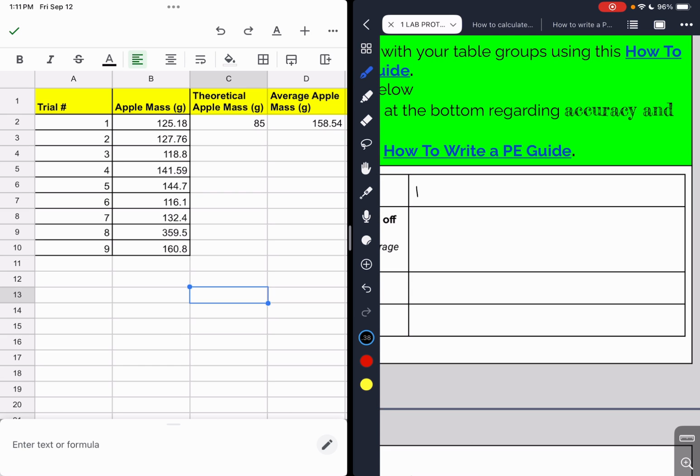If we look at this, we actually have a couple values that we can include as outliers. For example, in trial 1, we have 125.18 grams. We have 127.76 grams. That also looks like an outlier. 118.8 grams. And then if we jump further down to trial 6, we have 116.1 grams. And if you look at trial 8 with 359.5 grams, that's a very large number, significantly different from our average. So that definitely counts as an outlier.